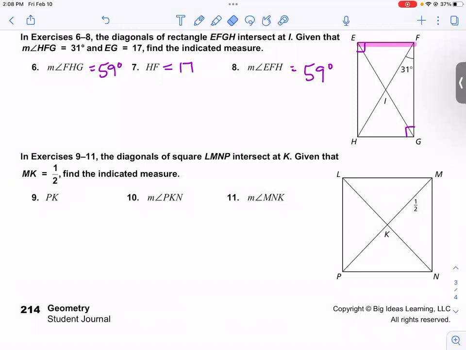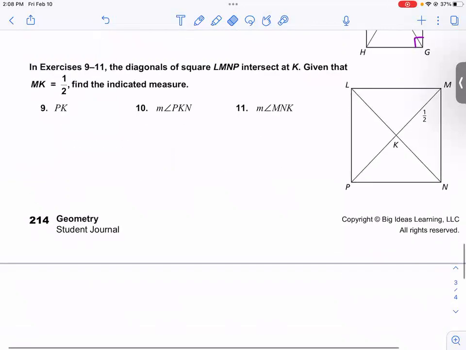Okay, Bryce, how did you get 8.5? 17 divided by 2. Okay, the diagonals bisect each other because it's a parallelogram. All right, let's look at a square.